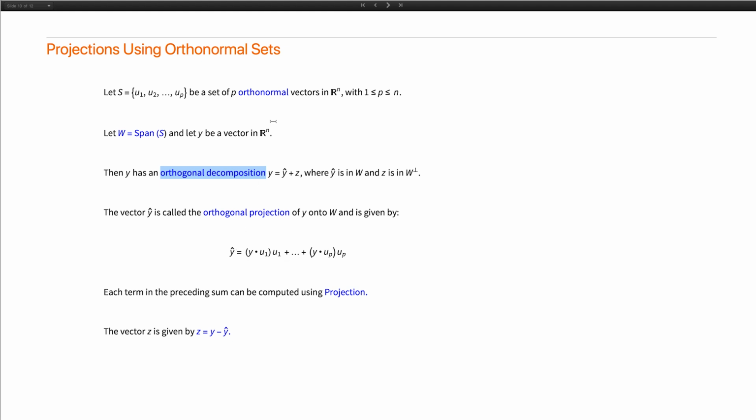So all that happens over here is if you have orthonormality, then you get a simpler formula for the orthogonal projection. And again, you can work out the individual terms using the projection function. And once again, the vector z is y minus y hat. So nothing changes except that you actually have a simpler formula over here.